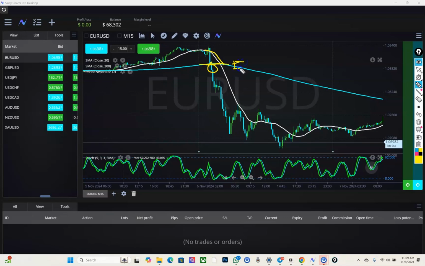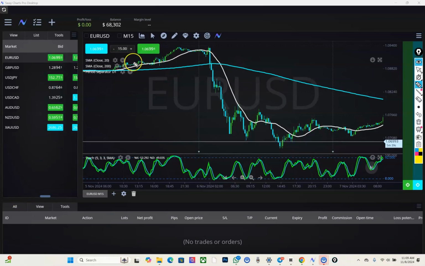Trying to get my E right. It's a little sloppy. Boom. That's the E for entry. It's a little sloppy, but y'all get it. Stop loss up here. Simple as that. Let the trade run. All right, let the trade run. That's what we want on any given pair.